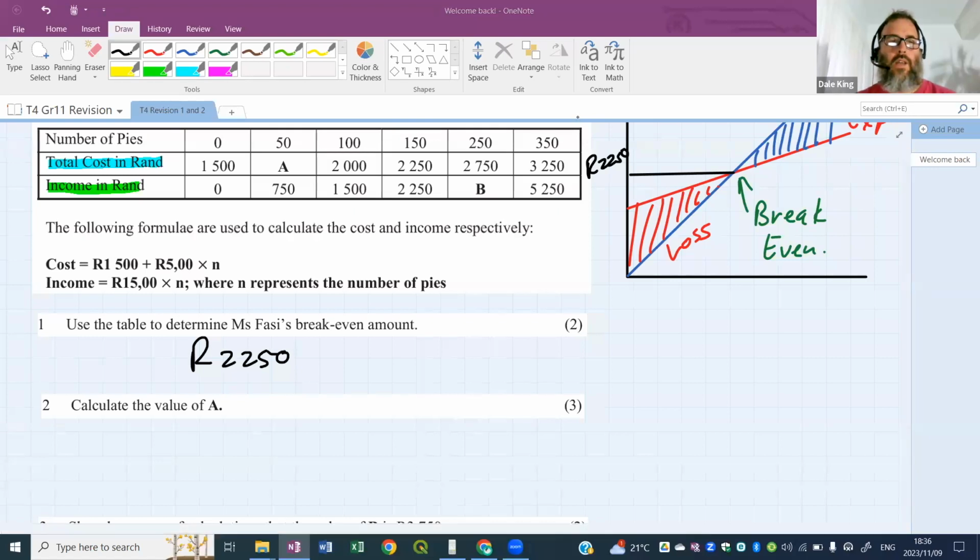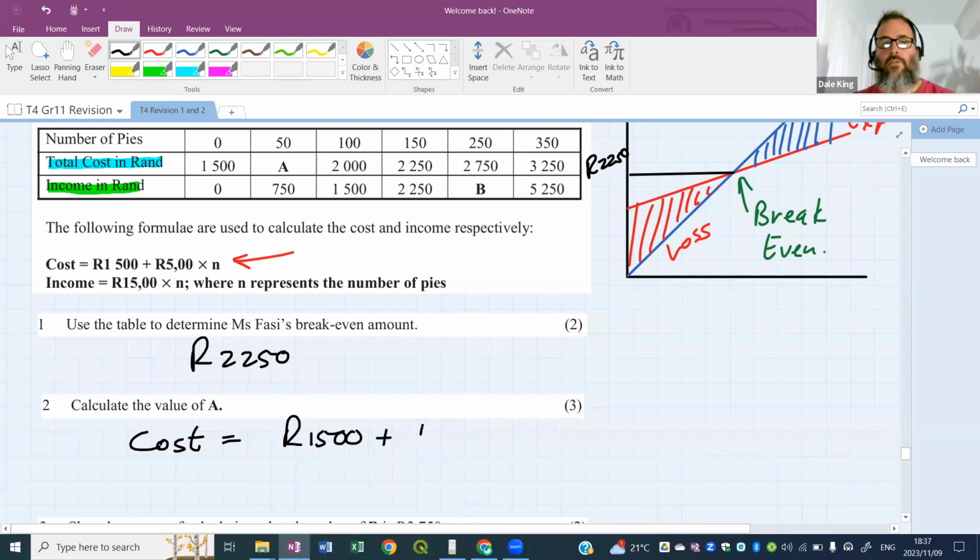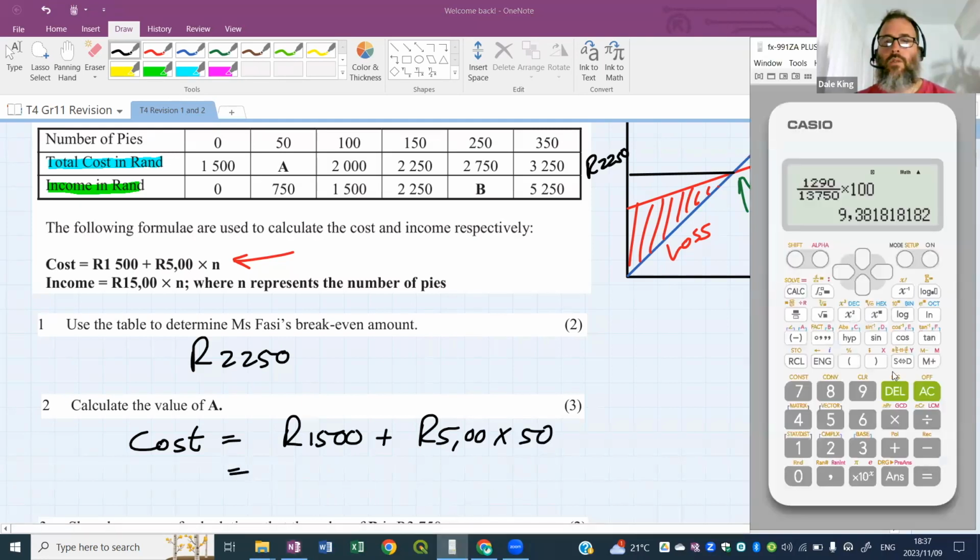Well done, Kaklecho. Okay. So what you need to do is work out the cost. A is a cost. Yes, well done. And that means we need to use this equation or formula here, the top one. All right. So A is a cost because it's in the cost row of the table. So we're going to use the cost formula, and the cost will equal 1,500 Rand plus 5 Rand times the number of pies. And for A, the number of pies is 50. Then we just get our calculator out and we do this math.